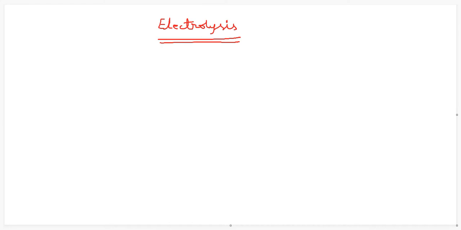Today we will discuss electrolysis. Electrolysis is the process where electrical energy can produce chemical changes. Okay, let us see how this happens.